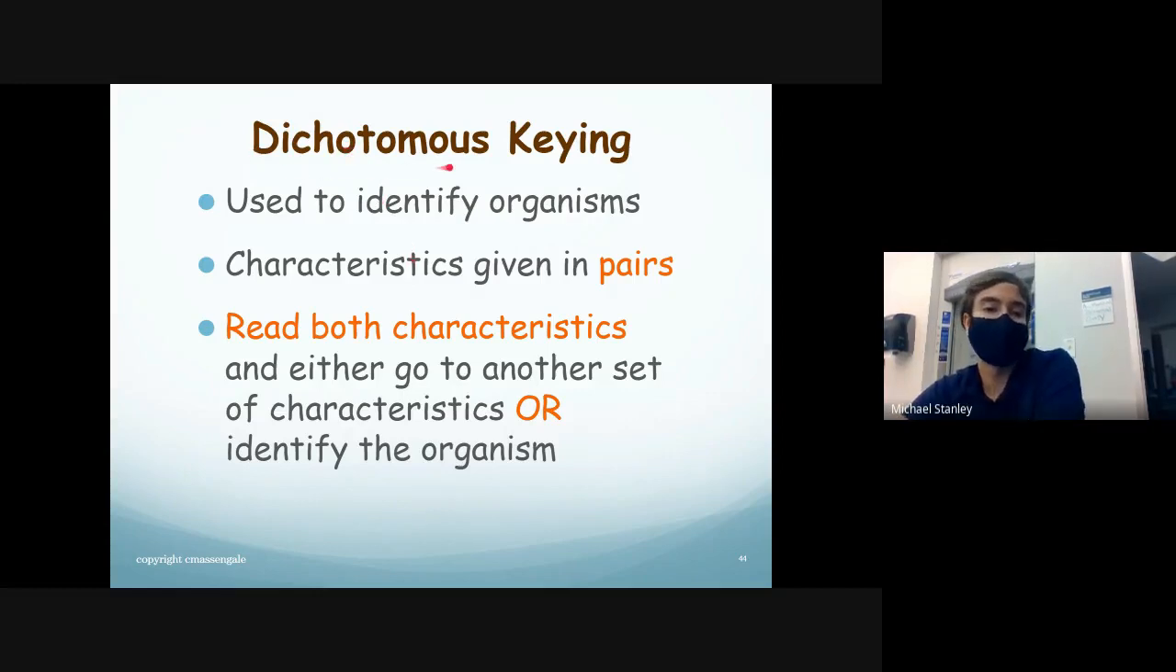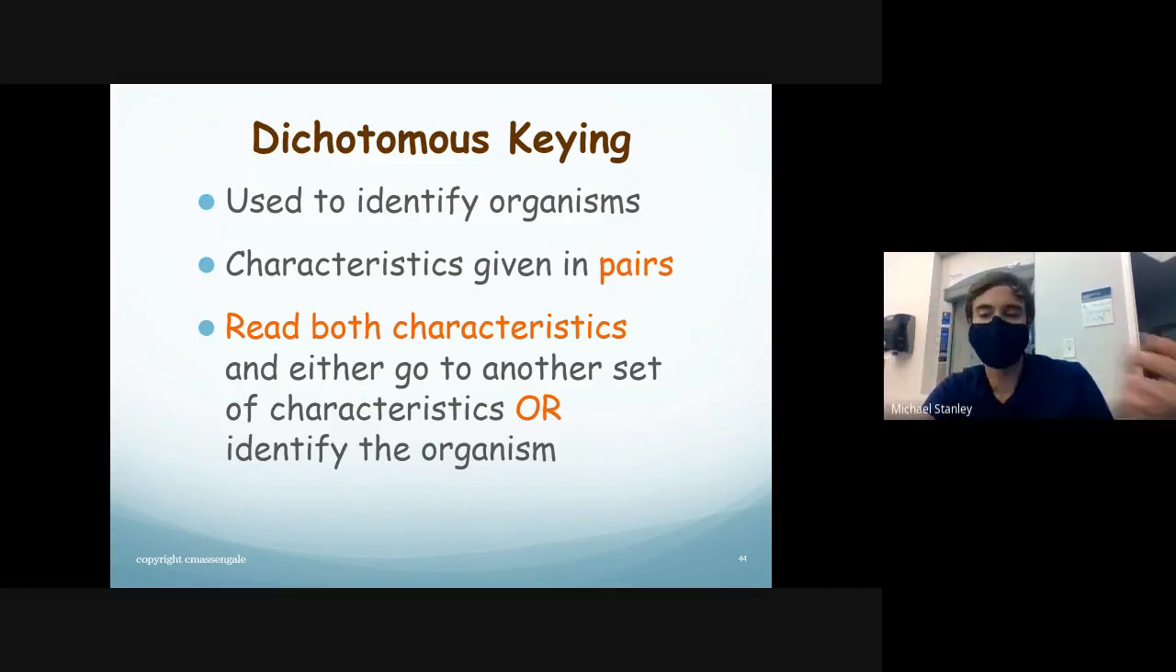It's called dichotomous, or two choices, because it gives you characteristics in pairs. So you'll have a type of animal or a picture of an animal looking at you, and it'll say, okay, does it have A or does it have B? If it has A, go to step 2. If it has B, go to step 10.